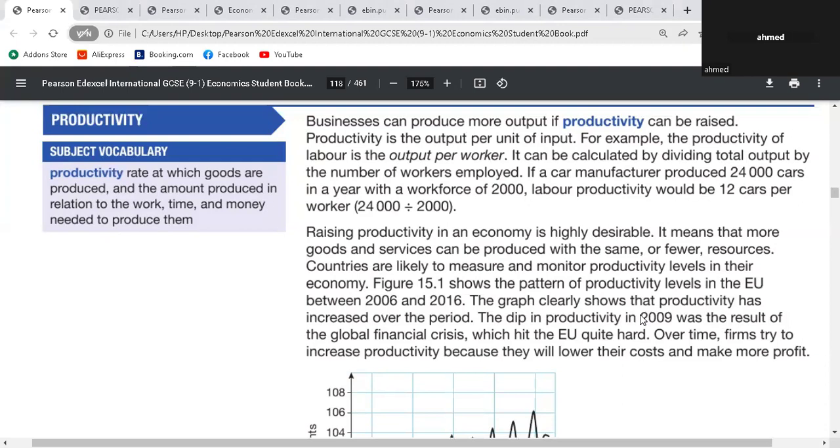All right. So businesses can produce more output if productivity can be raised. Productivity is the output per unit of input. For example, the productivity of labor is the output per worker. It can be calculated by dividing total output by the number of workers employed. So if businesses can raise their productivity, it means they will be able to increase their output. And when we measure labor productivity, it is always output divided by the number of employees or workers. Is that clear?